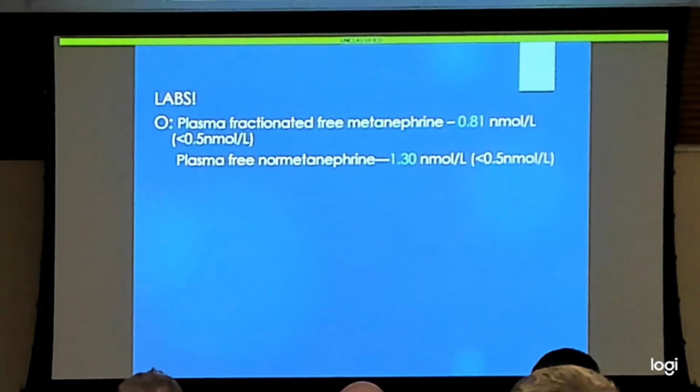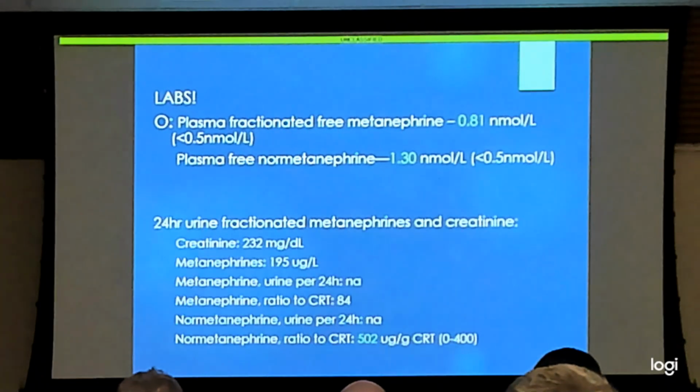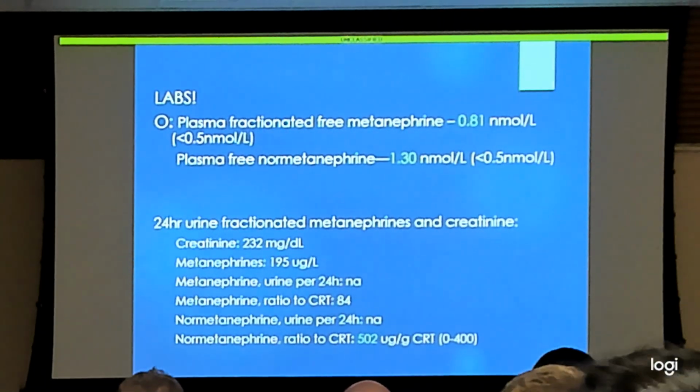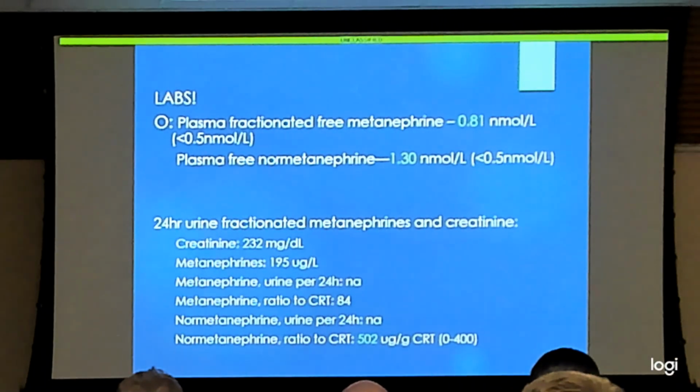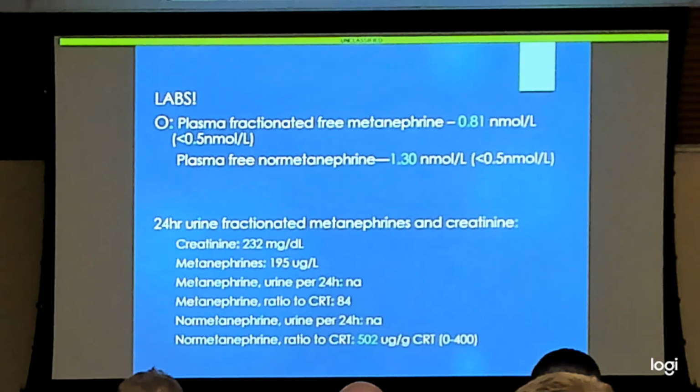Exactly, a 24-hour urine free metanephrines and creatinine. Normally it's really high. I didn't give her normal ranges. That's my fault. So it's elevated, right? So, what would you do next for this patient?